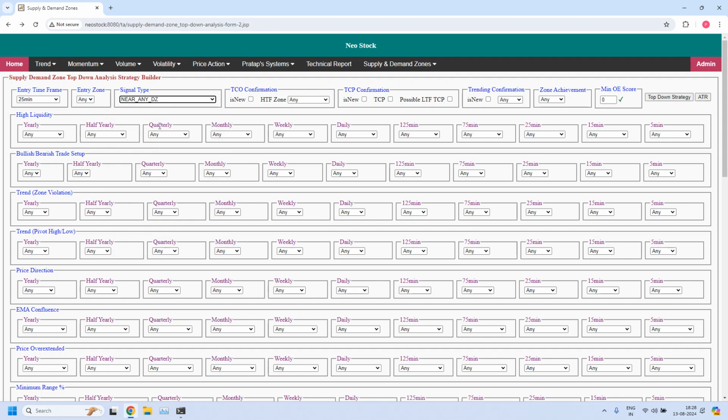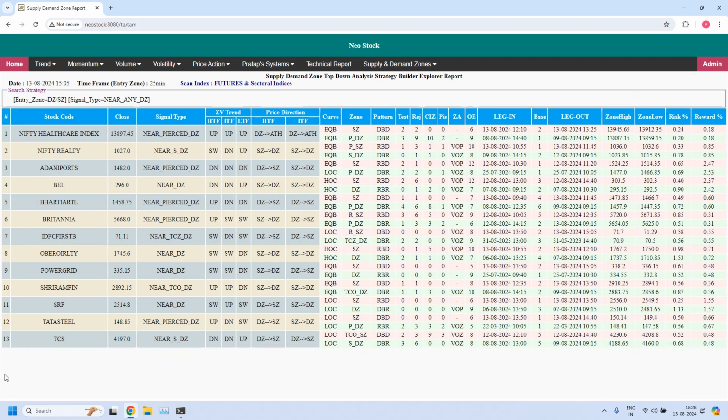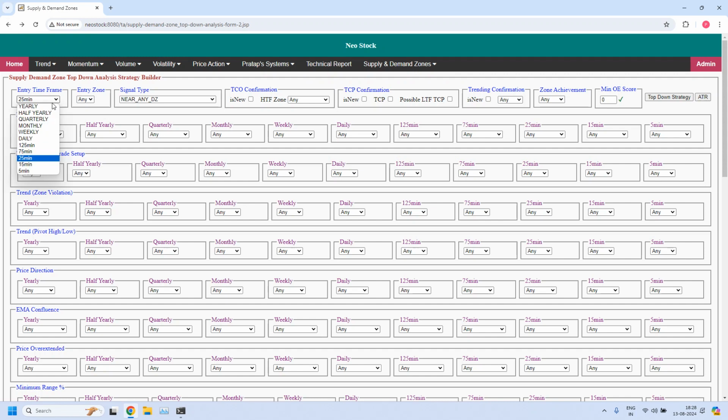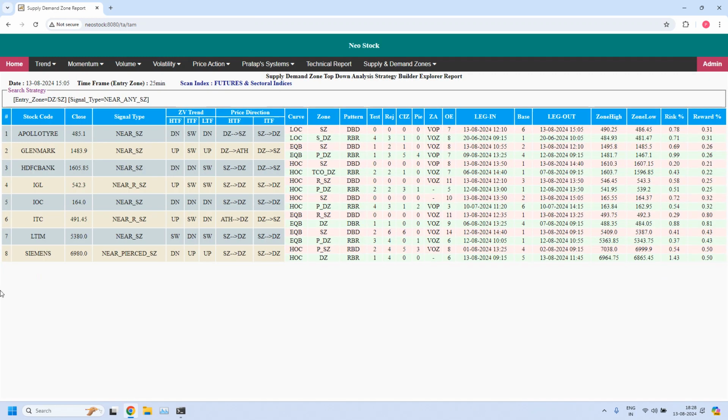Let us find the stocks near 25 minutes demand zone. 13 stocks are filtered. And the next, for entry time frame 25 minutes, let us find the stocks near 25 minutes supply zone. So 8 stocks are filtered.